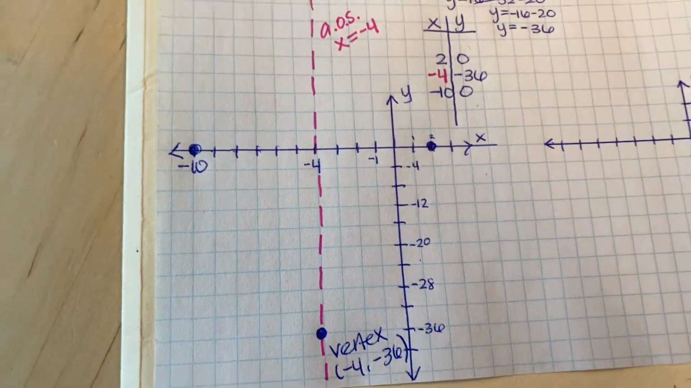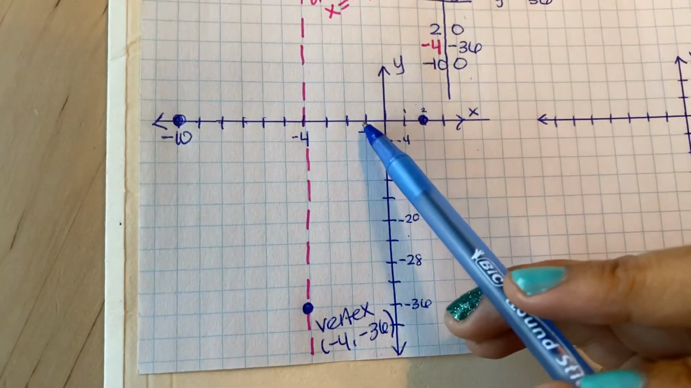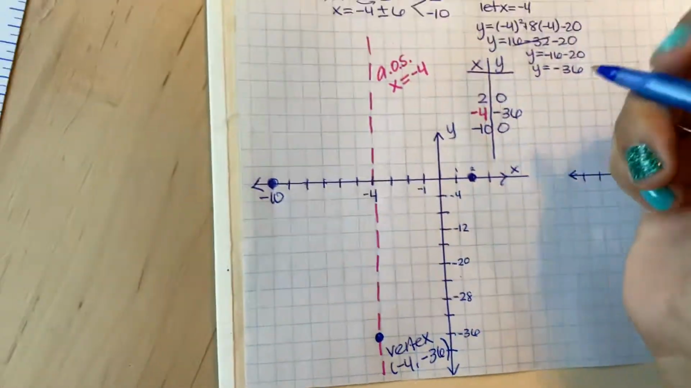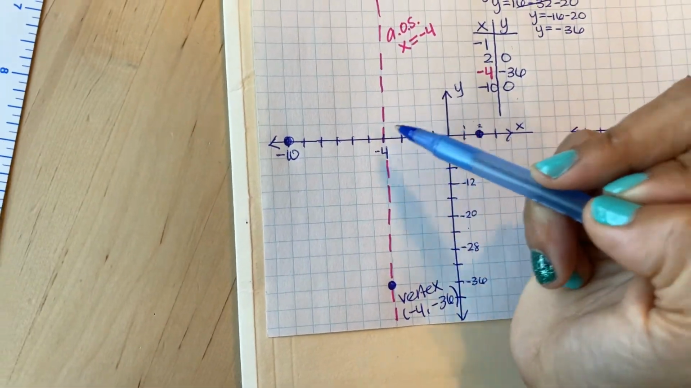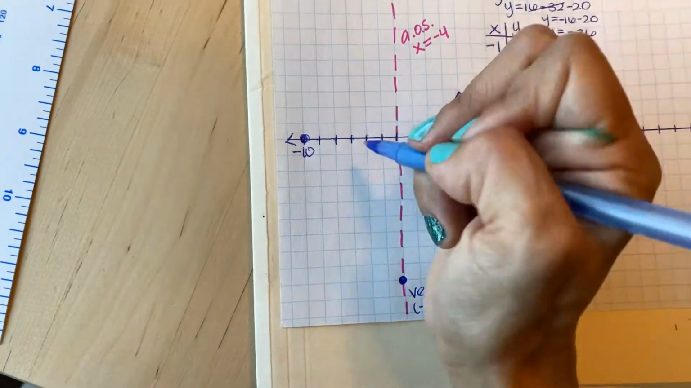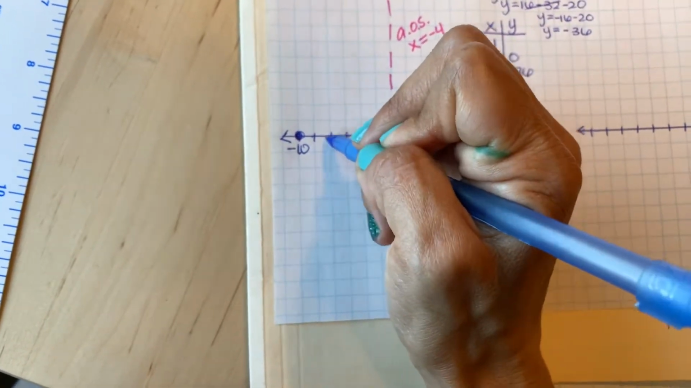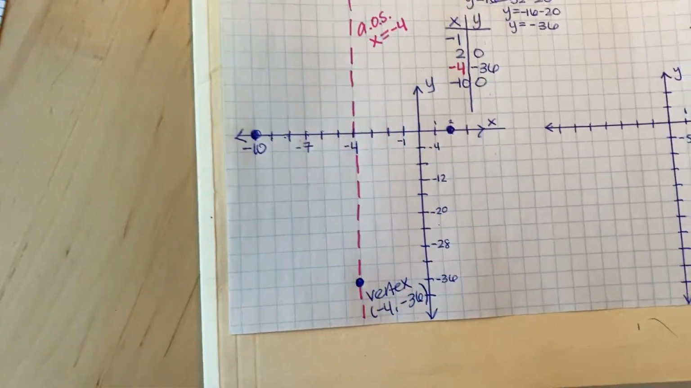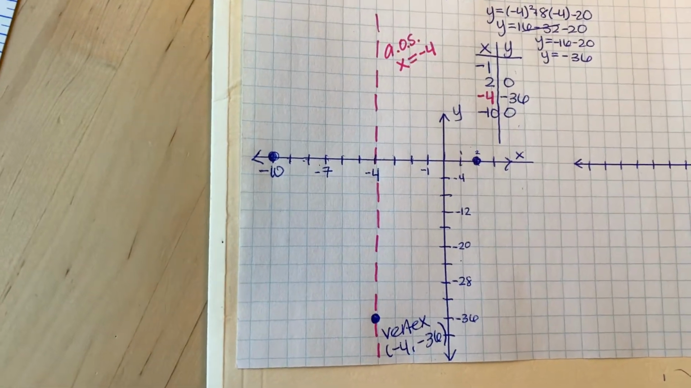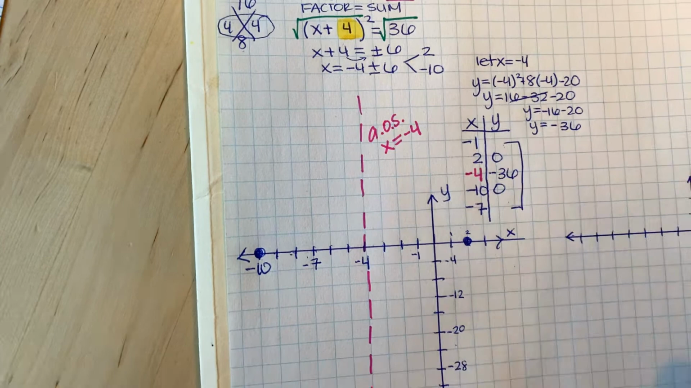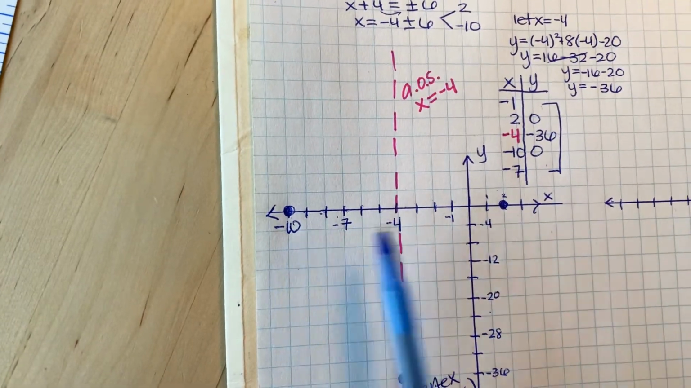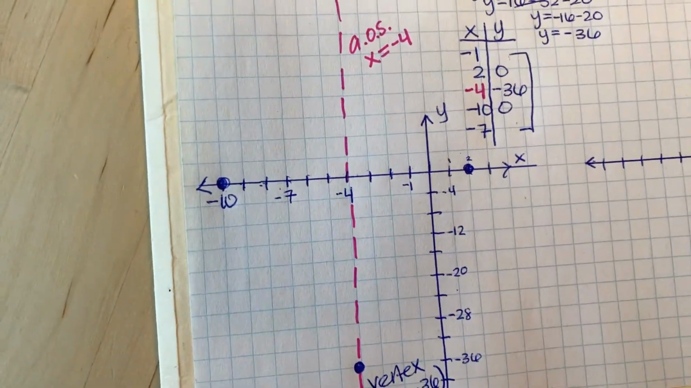Okay, so there's my vertex. Now let's find 2 more points. Let's pick negative 1. And let's choose, let me see, that's 1, 2, 3 units. So 1, 2, 3 units. What is that? Negative 7? Negative 7, negative 8, negative 9, negative 10. Okay, I don't want to mess up. So negative 1, negative 7. These two are both 3 units apart.